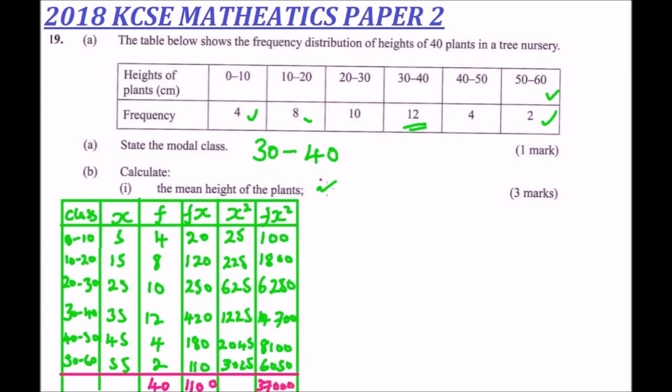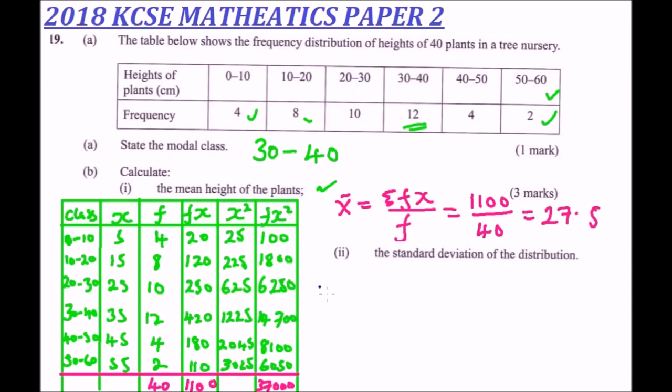So now we go to our question. To calculate the mean height of the plant, the formula for calculating the mean is x bar equals the summation of fx divided by the summation of frequency. So we go to our fx, it is 1100. You divide by the sum of the frequency, which is 40, and this is going to give us 27.5. So that is the mean height of the plants. That earns you 4 marks so far.